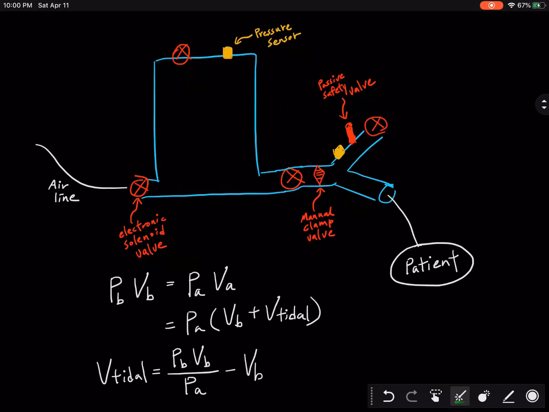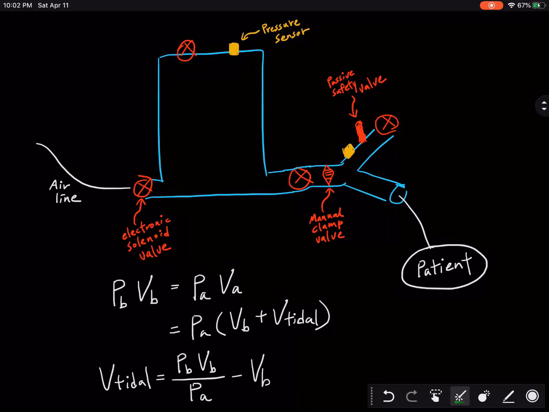This is a diagram of the basic design for the Windkessel modulated ventilator. It has a rigid Windkessel chamber with a volume of about 1.4 gallon. It has 4 electronically controlled solenoid valves. It has 2 pressure sensors, 1 passive safety valve to prevent overpressure to the patient, and a manual clamp valve to regulate the rate of flow in this channel.